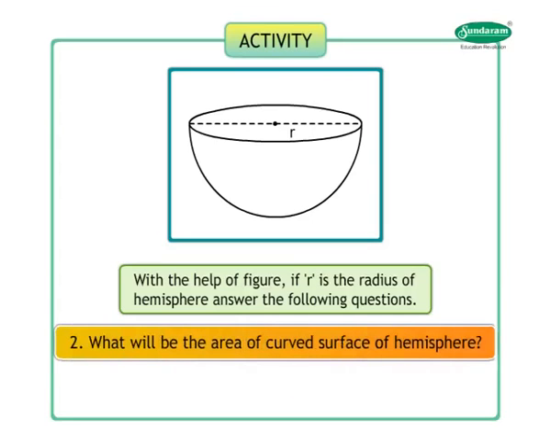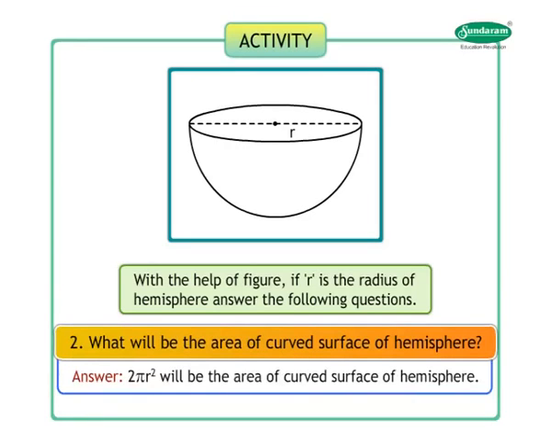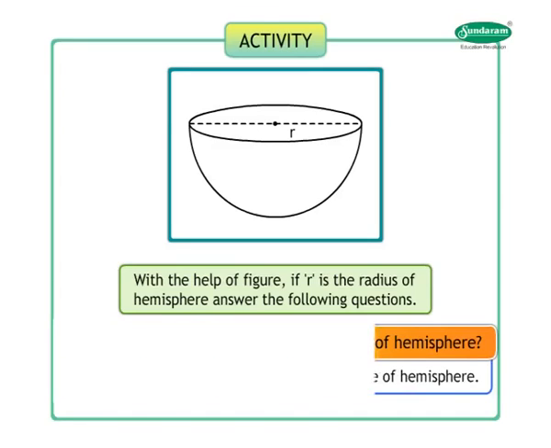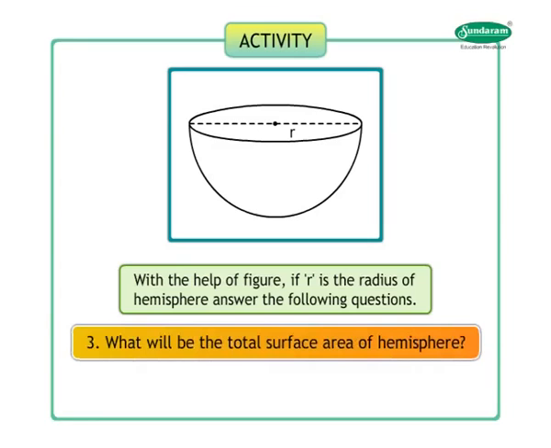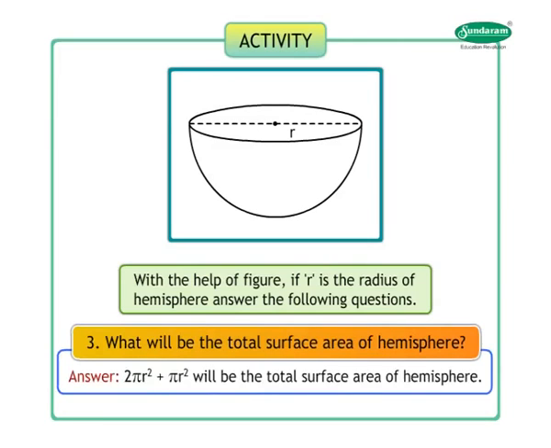Number 2. What will be the area of the curved surface of the hemisphere? Answer. 2 pi r square will be the area of the curved surface of the hemisphere. Number 3. What will be the total surface area of the hemisphere? Answer. 2 pi r square plus pi r square will be the total surface area of the hemisphere.